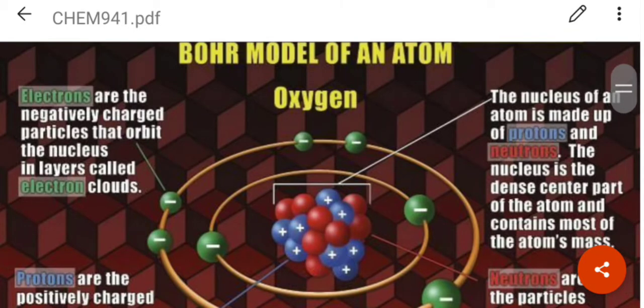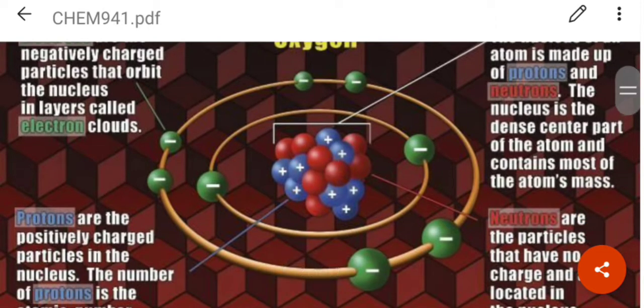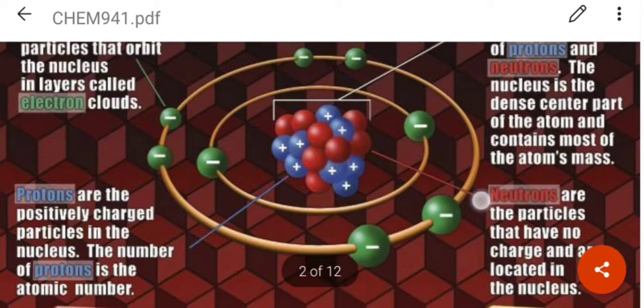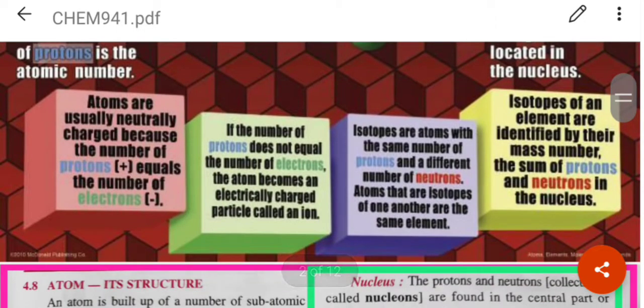And then we have electrons. You can see these green balls in the orbits or shells. So they are the negatively charged particles which rotate around the nucleus in fixed shells or orbits. Now, atoms are usually neutral. Why? Because the number of protons is always equal to the number of electrons. Okay? And if the number of protons and electrons are not equal, an atom becomes electrically charged, either positively or negatively charged, called an ion.